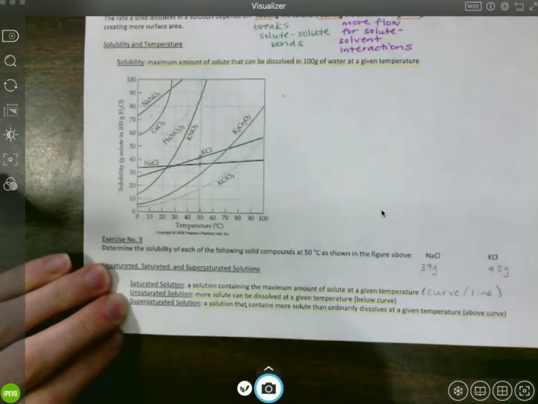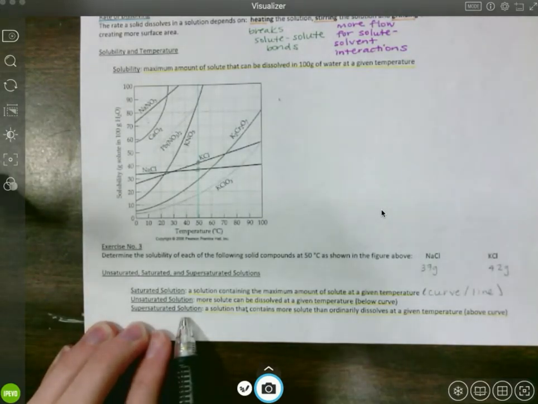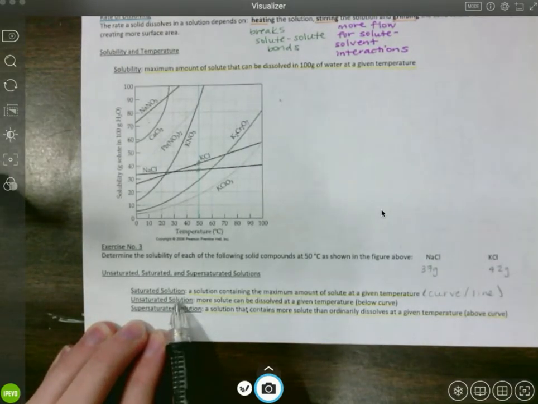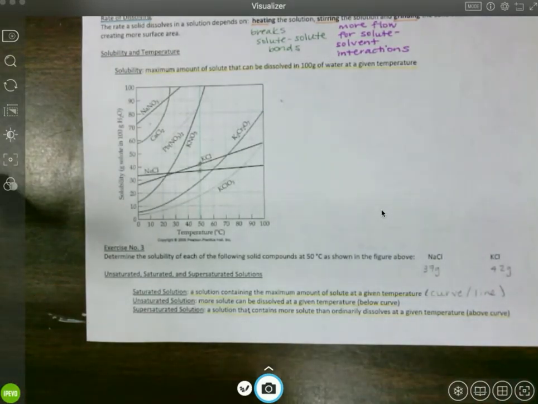Saturated and unsaturated solutions look the same to us. We're not going to be able to see any solid in our beaker like we would with supersaturated solutions. So saturated and unsaturated visibly look the same. It's only when we get to supersaturated solutions that we can actually see that something's different.